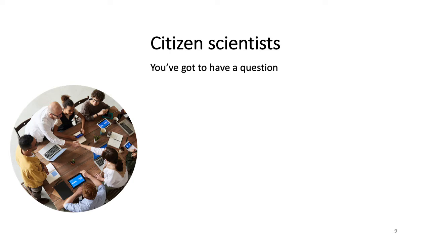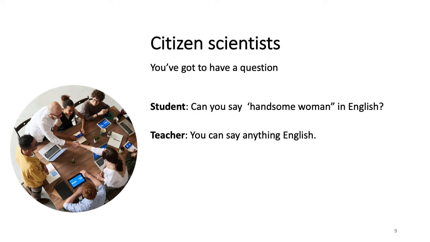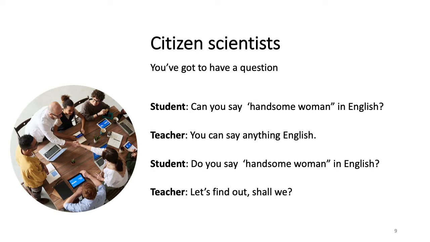Now, imagine telling your students that the word handsome is only used for men, and then one of your students says, oh, sorry, I've seen handsome women somewhere. Maybe they've been reading Jane Austen, for example. So you tell your students, well, look, you can say anything in English, which is basically true. The important thing is, as you have trained your student, the student will then say, sorry, sir, do you say handsome woman in English? And then you've got the basis for an inquiry.